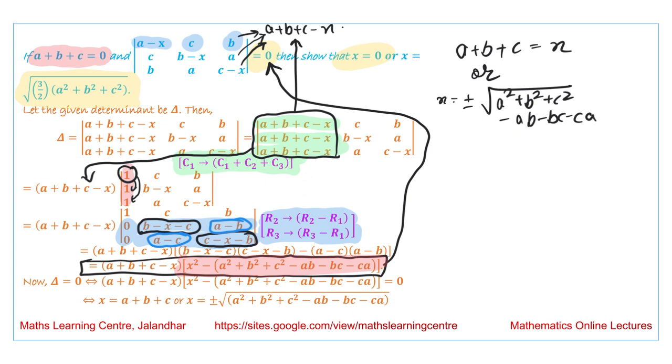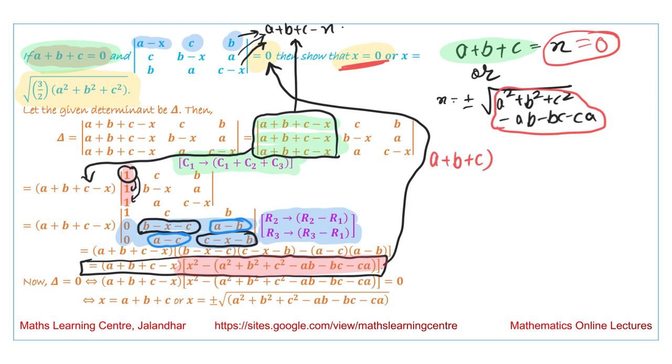Now it is given that a plus b plus c is equal to 0. So one solution we are getting over here is x is equal to 0. This is one thing we have to prove. Next, if we look at this term over here, we have a plus b plus c whole square, that is equal to a square plus b square plus c square plus 2ab plus 2bc plus 2ca.